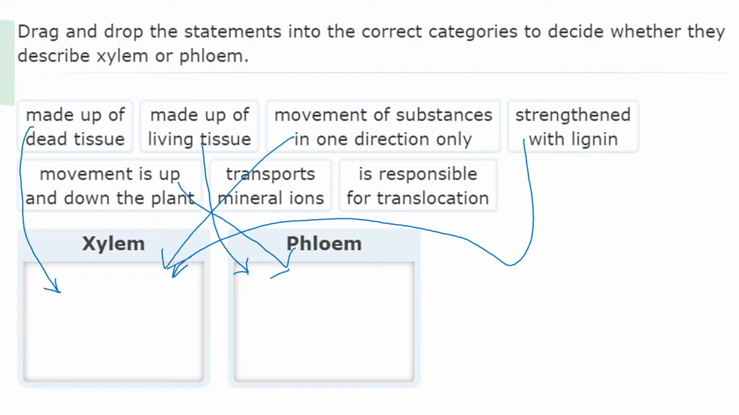If you look at the next part of the question, it gives you hints. Transports mineral ions, that was the xylem, wasn't it? And then we had responsible for translocation. Lots of people forget about that word, it would be the phloem. I'm going to stop there for this video.